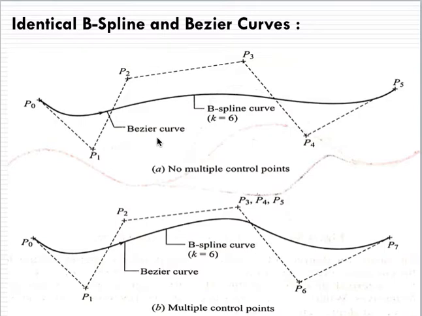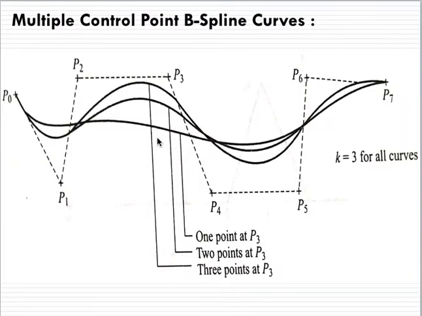So if you see, multiple control points induce regions of high curvature of the B-spline curve. This is useful when creating a sharp corner in the curve. This effect is equivalent to saying that the curve is pulled more towards a control point by increasing its multiplicity.